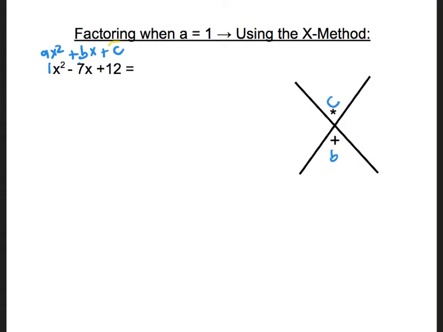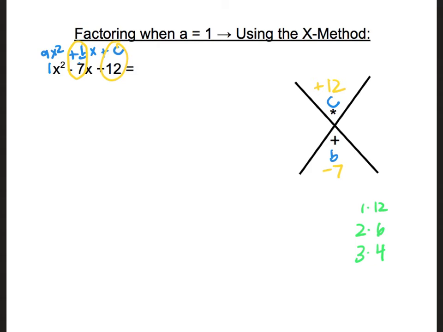In this case, c is 12. Make sure you take the sign with it, so it is a positive 12. On the bottom, we're going to have b, which is negative 7. So we're looking for two numbers that multiply to 12 and add to negative 7. And if you don't know them off the top of your head, remember you could do 1 times 12, 2 times 6, 3 times 4. All right, there's nothing else between 3 and 4 I can multiply to get 12. Well, there probably is, but not whole numbers.